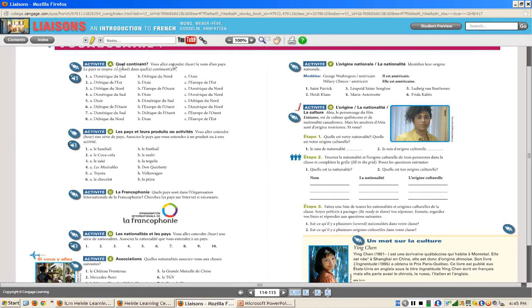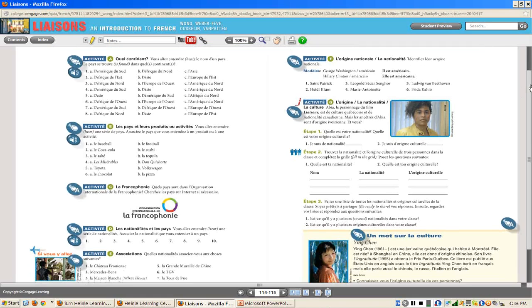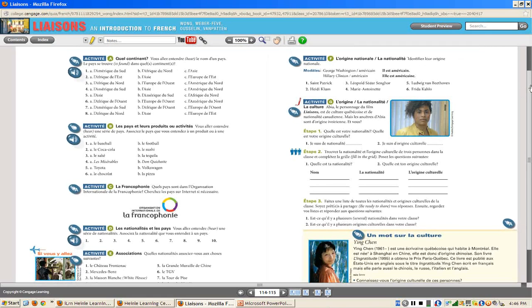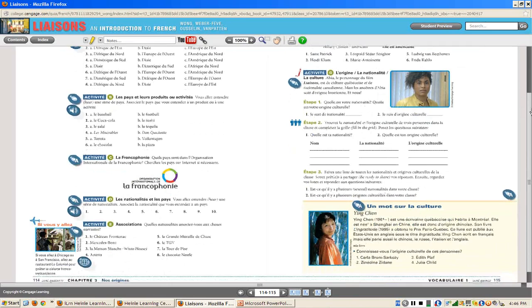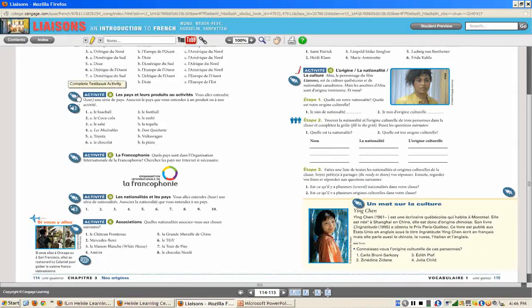For example, quel continent? You hear the name of a country, and then you answer the question, on what continent is this country located? Le pays se trouve dans quel continent? And then you decide l'Amérique du Sud ou l'Afrique du Nord. It's a review of what we've done in class, but the review is helping you learn. You're learning different associations. Oh, this isn't assigned.